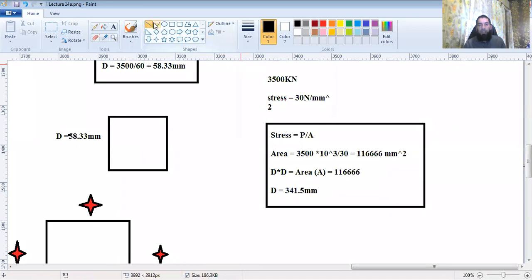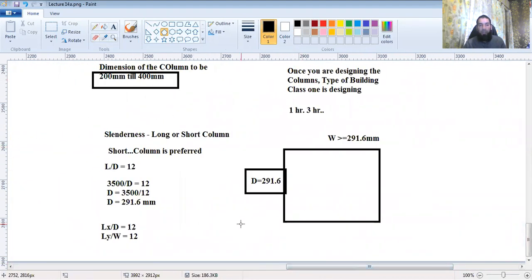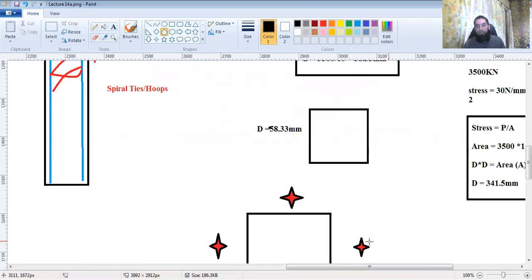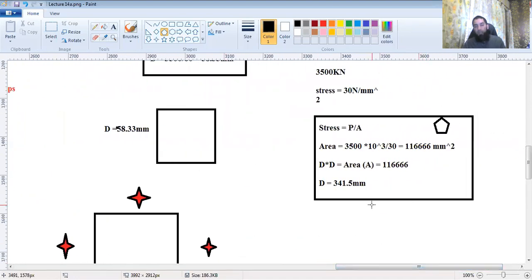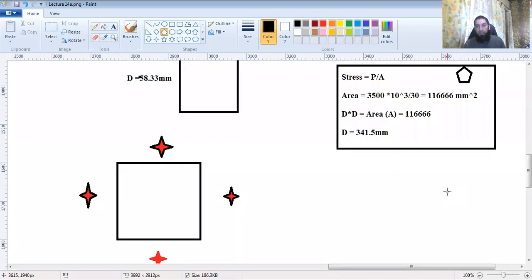This concrete column dimension should now be somewhere between this and this, 200 till 400. This is minimum 291 for the slender, the short column. So if we are designing a short column, it has to be somewhere in between 291 and 341.